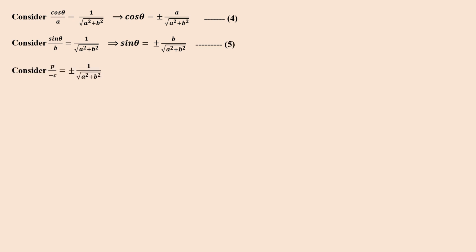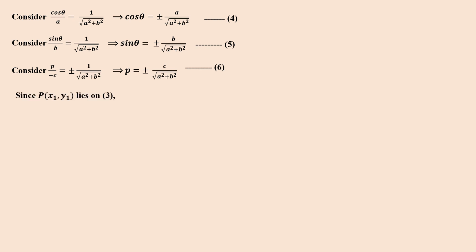So consider cos theta by A, the first one, and the last ratio, equal to 1 by root of A square plus B square, so plus or minus is there. So cos theta is equal to plus or minus A by root of A square plus B square. That is equation 4. Now consider the second one, sin theta by B, and the last one, plus or minus 1 by root of A square plus B square. Sin theta is equal to plus or minus B by root of A square plus B square. This is 5. So we have equations 4 and 5. Now consider the last one. P by minus C is equal to plus or minus 1 by root of A square plus B square, which gives P equal to plus or minus C by root of A square plus B square, equation 6.